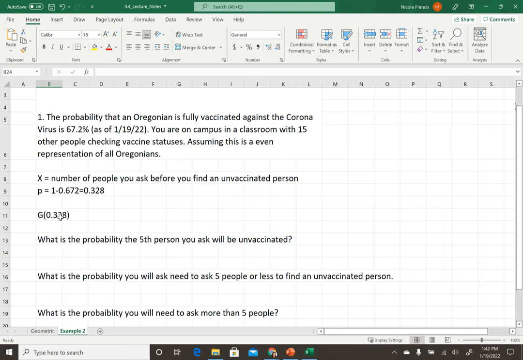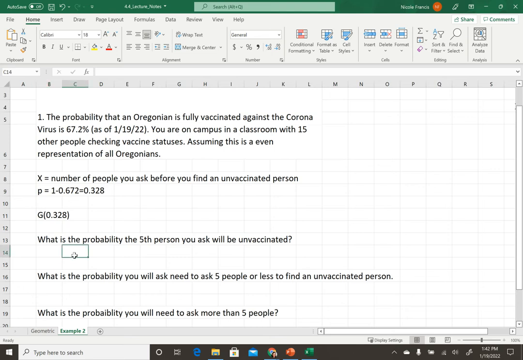All right, so what is the probability the fifth person you ask will be unvaccinated? So this is like, yes, somebody vaccinated, vaccinated, vaccinated, vaccinated, and then finally the 5th person unvaccinated. We could do this straightforwardly using multiplication of independent events: 0.672 times 0.672 times 0.672 times 0.672, those are the fails, times 0.328.